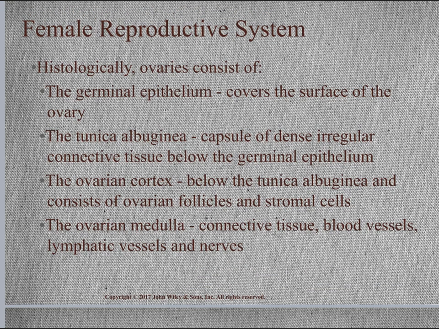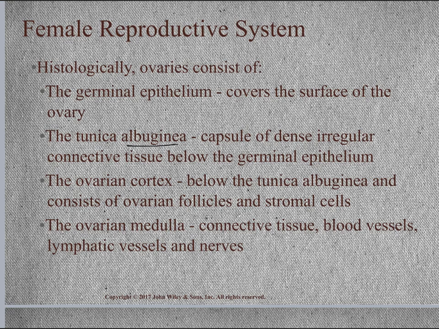Histologically, the ovaries are covered by a germinal epithelium. Then we see some consistency. Look at our capsule and its connective tissue. We see this again repeating in the male, the tunica albuginea. It is a capsule of dense irregular connective tissue that is located below that germinal epithelium. We have an ovarian cortex. It's below the tunica albuginea and consists of ovarian follicles and stromal cells.